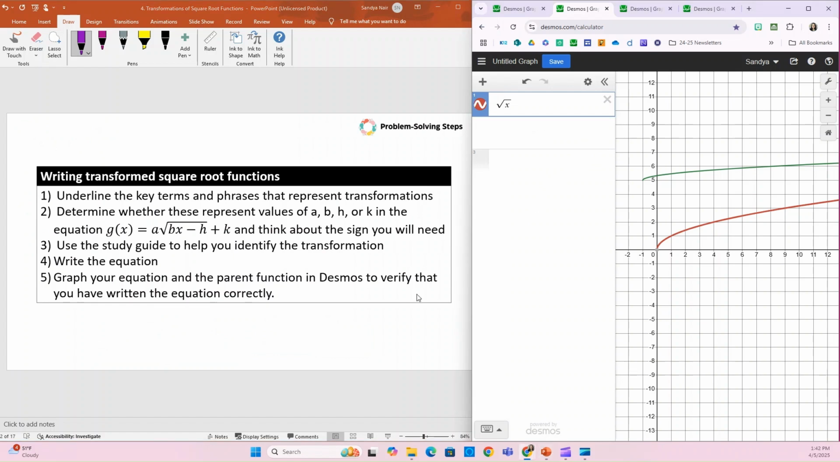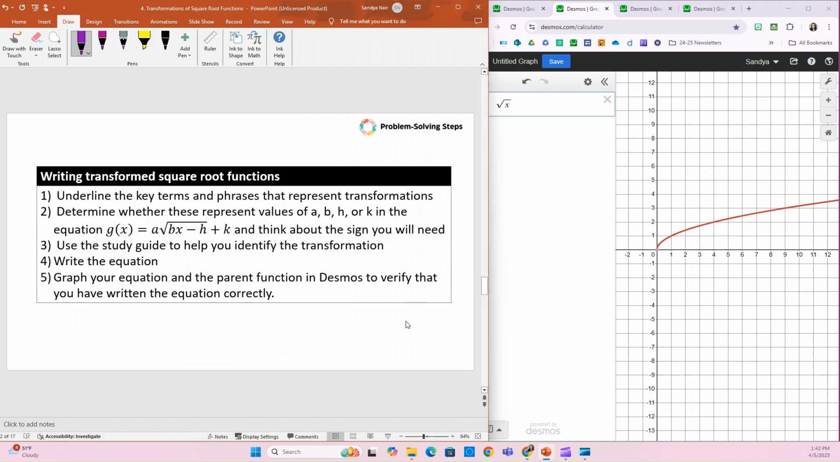So now let's go the other direction and let's write transformed square root functions. Remember, when you're doing this, you want to underline or highlight the key terms and phrases that represent the transformations and determine whether these are values of a, b, h, or k. Then you'll use the study guide to help you identify the transformation and then write the equation and graph your equation and the parent function in Desmos to verify that you've written the equation correctly.